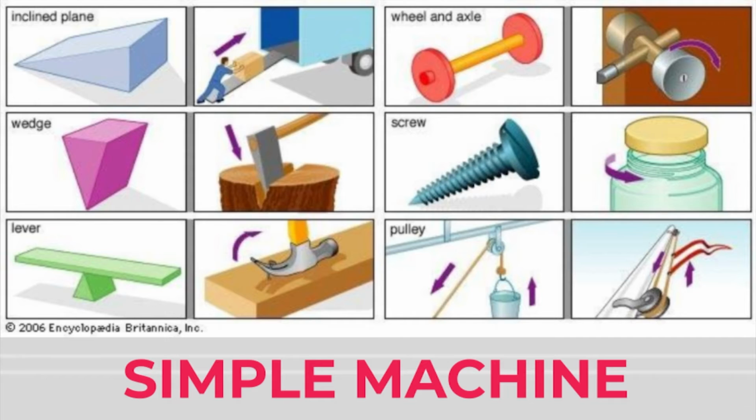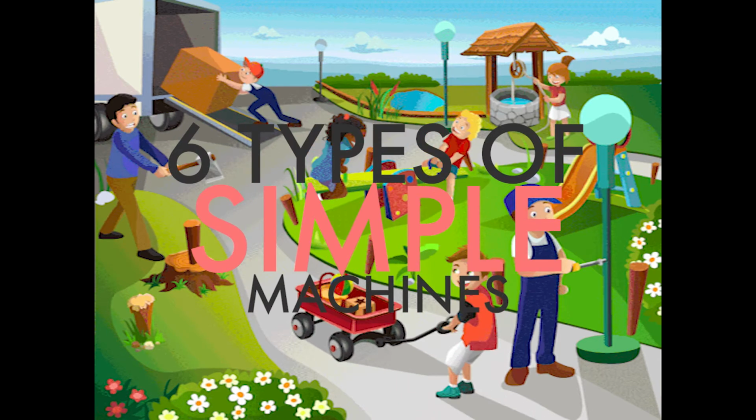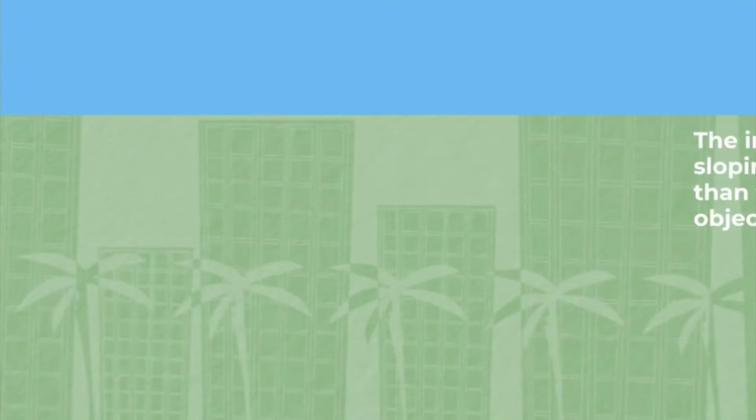The basic purpose for which most simple machines are designed is to reduce the effort, or force, required to perform a simple task. There are 6 types of simple machine. 1. Inclined plane.